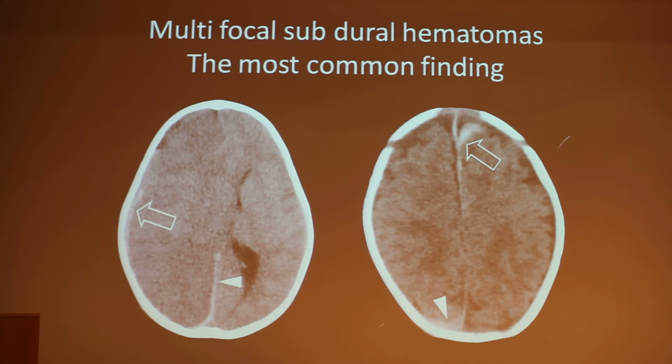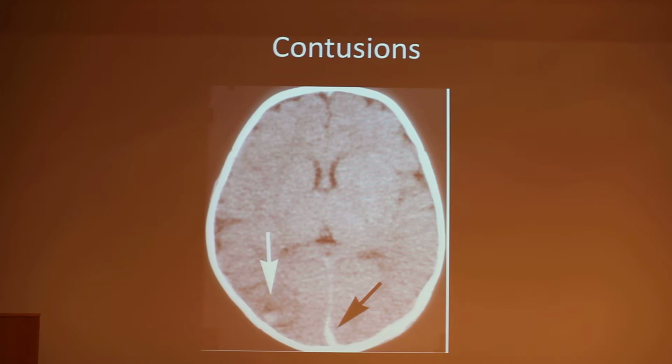And in the young age, in the infants, we very commonly see it along the interhemispheric fissure. It can be in the posterior interhemispheric fissure, in the anterior interhemispheric fissure, and anywhere, really. Sometimes we can also see contusions. And again, the contusion, and again, the subdural.